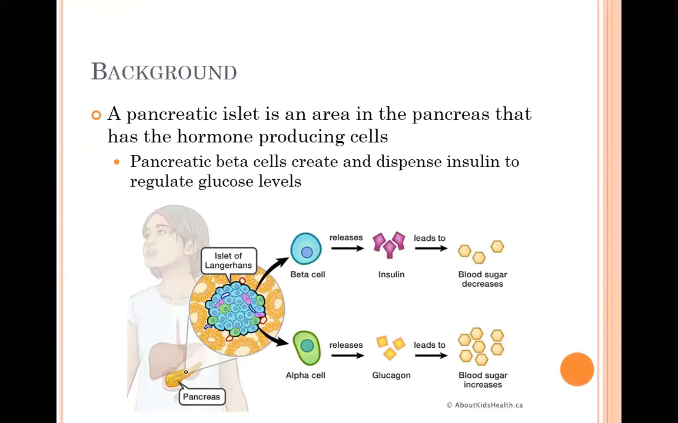To begin with, a pancreatic islet is an area within the pancreas that has the endocrine cells, or the hormone-producing cells. These islets are also called islets of Langerhans, which can be seen below in that picture, with the beta and alpha cells being produced. A pancreatic beta cell creates and stores the insulin within the body, and it will secrete this insulin in response to glucose in order to maintain homeostasis in the body.